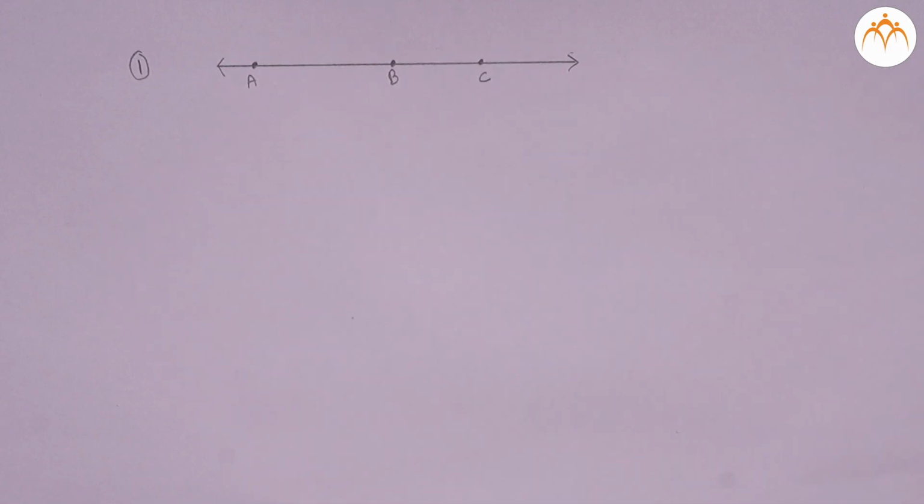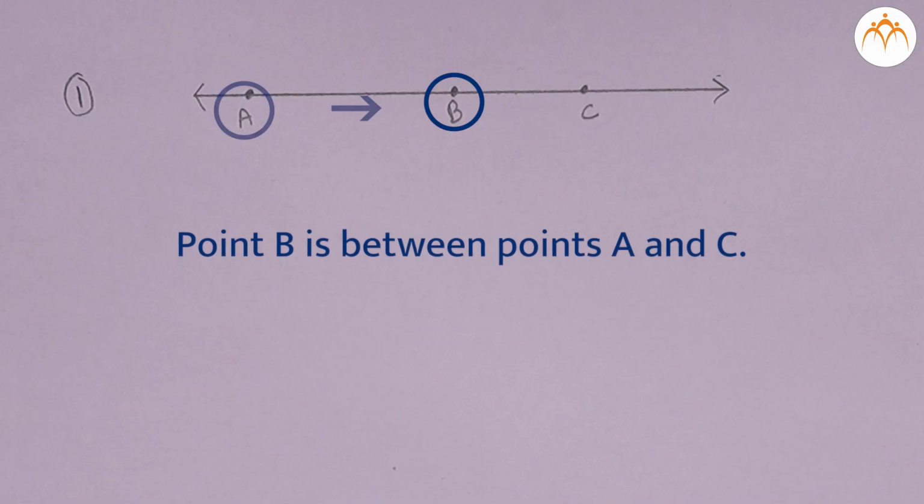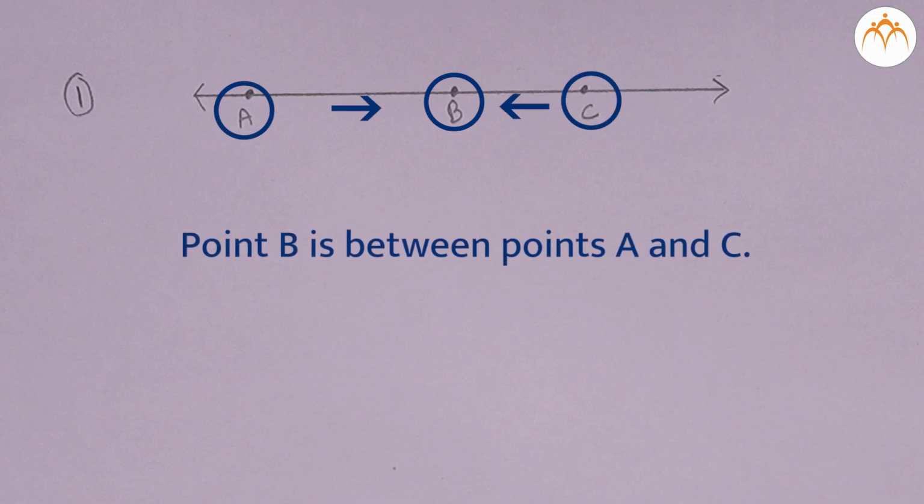These are the three distinct collinear points A, B and C. Now this will be the first possibility. Vijay, tell me, what do you see here? Here, the point B is between points A and C. Correct. Okay. Now let's draw the second possibility.